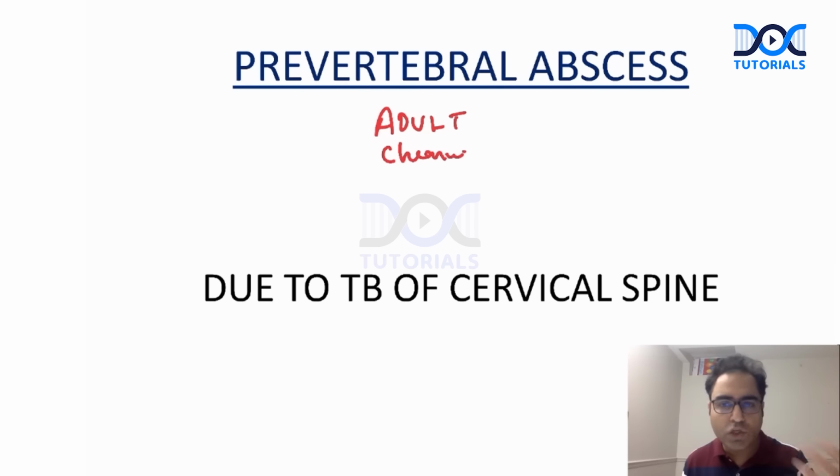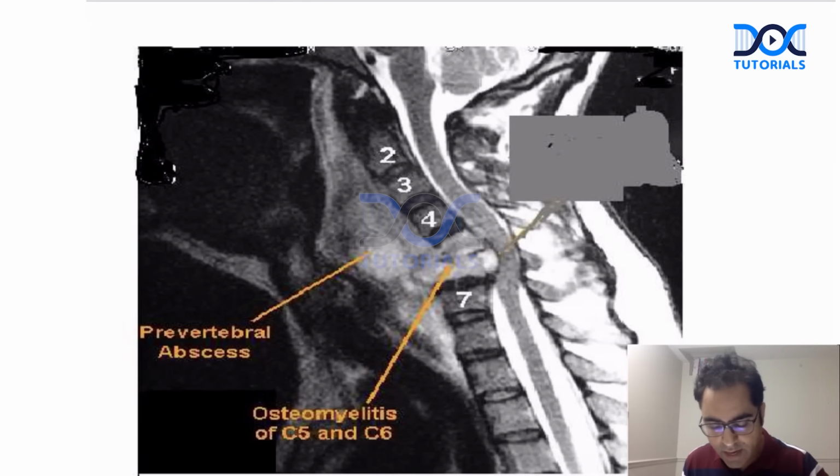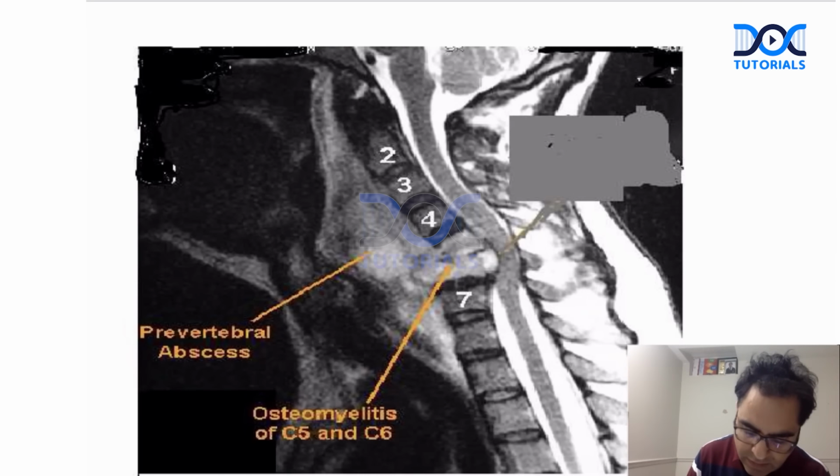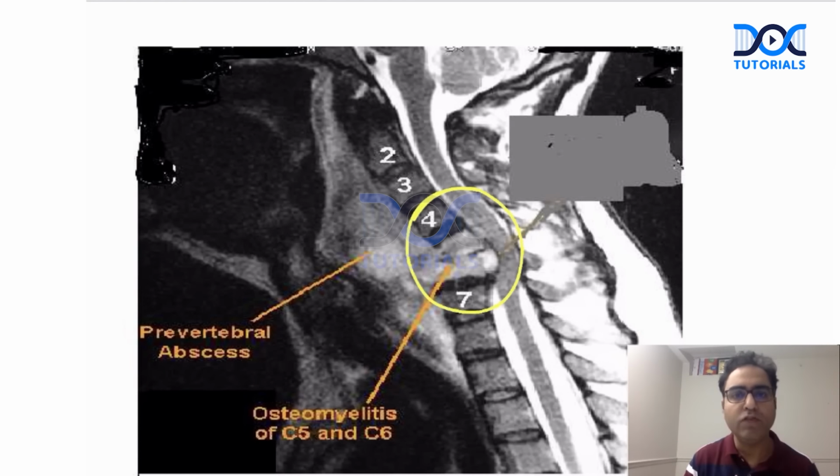There's no airway issue in that because it takes months to develop, and it is more common in adults. If you do the MRI or CT of this patient, you will of course see an abscess in front of the vertebra. But more important than that, you will see the characteristic feature of Pott's spine.